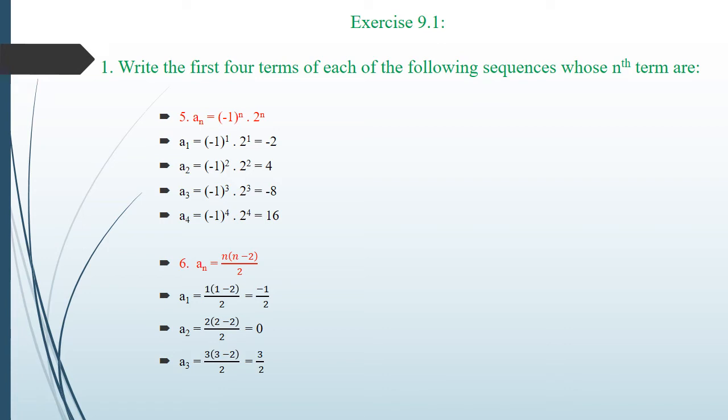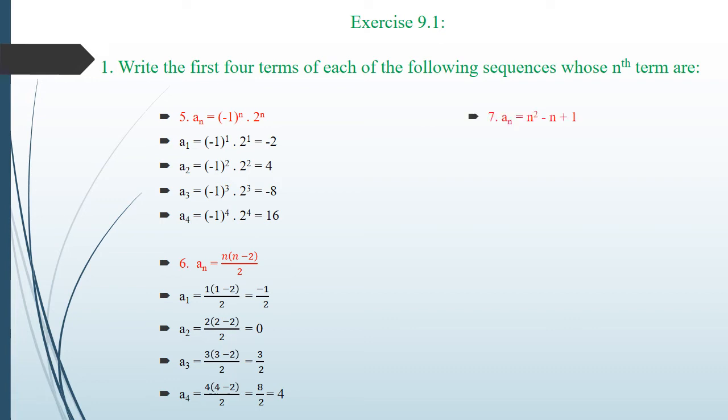Next, a3 is equal to 3 into 3 minus 2 divided by 2. 3 minus 2 will give me 1. 3 into 1 is 3 divided by 2. So third term is 3 by 2. Fourth term is 4 into 4 minus 2 divided by 2. 4 minus 2 is 2. 2 gets cancelled, and therefore a4 is going to give me answer as 4. Again you can check that this sequence is not going to form the arithmetic progression. You can verify that by calculating the common difference of these 4 numbers.